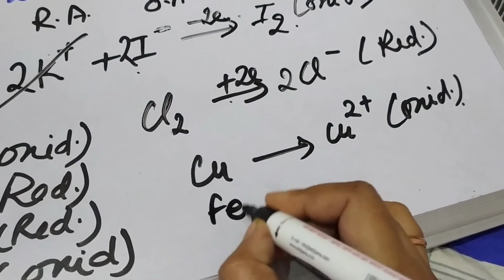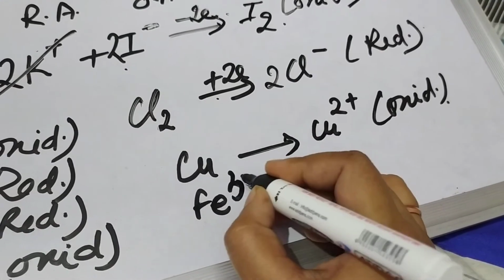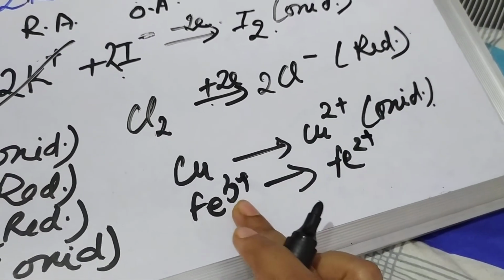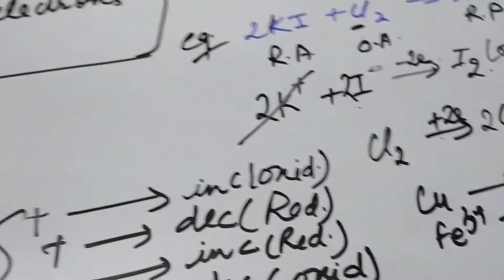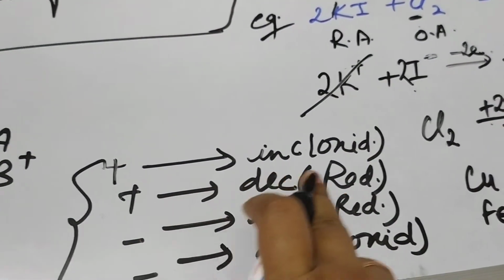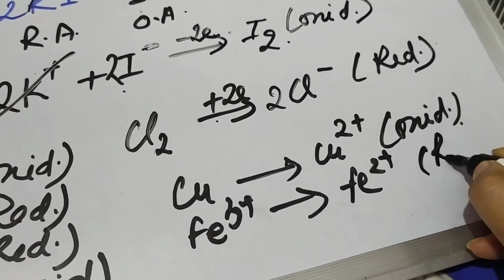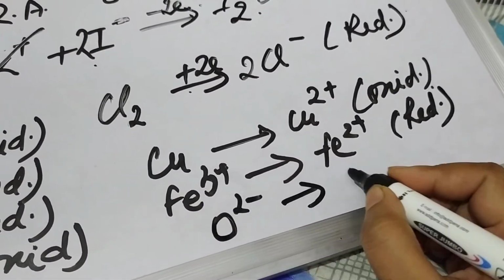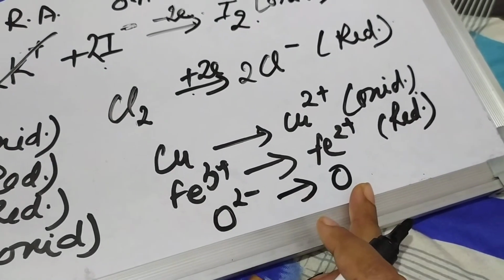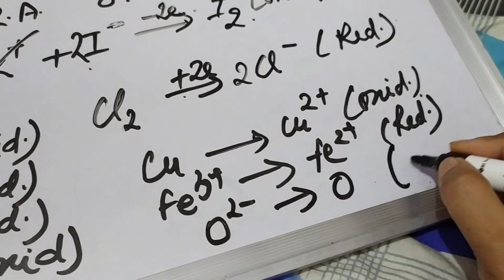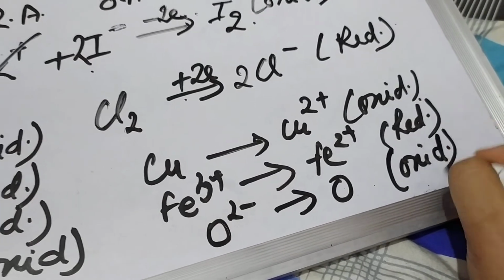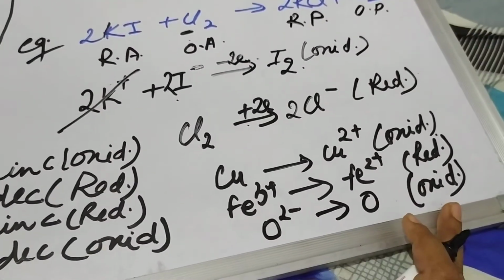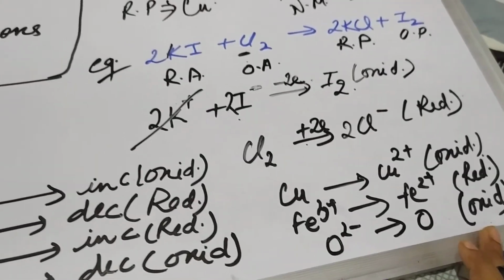And suppose here it is written Fe3 positive to Fe2 positive. Then there is a reduction in positive charge, 3 to 2. So this will be a decrease in positive charge, so it will be reduction. If O2 negative to O, here there is a decrease in negative charge, and a decrease in negative charge is oxidation, just opposite of positive. Decrease in negative charge is oxidation, so this is oxidation.